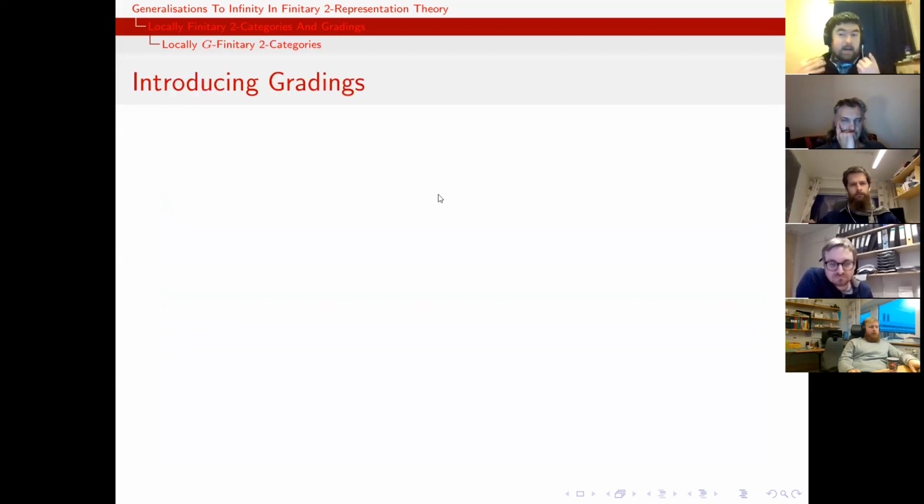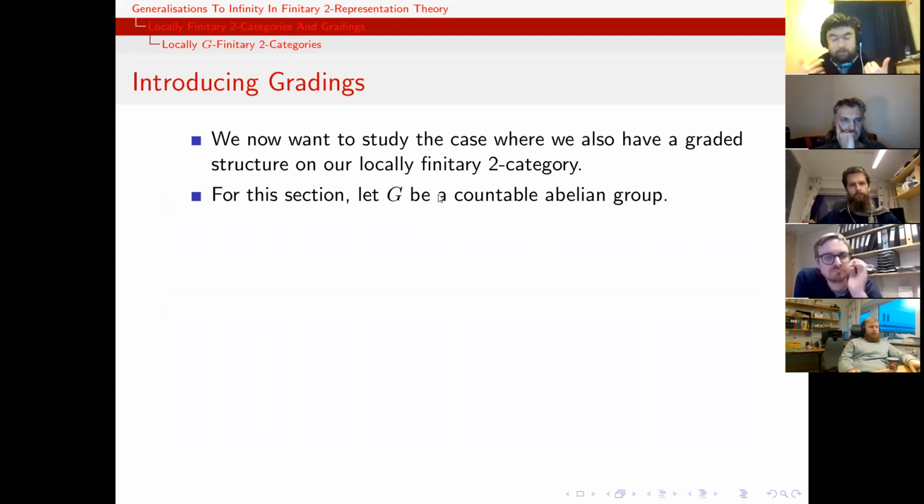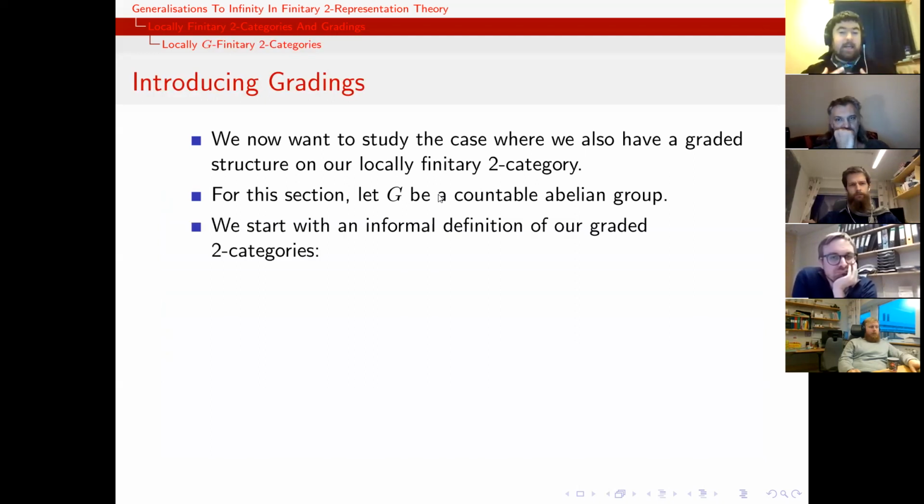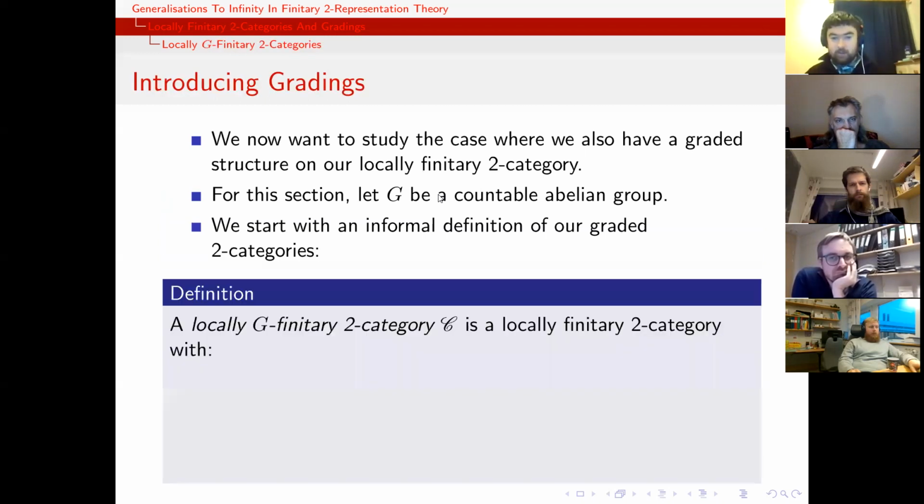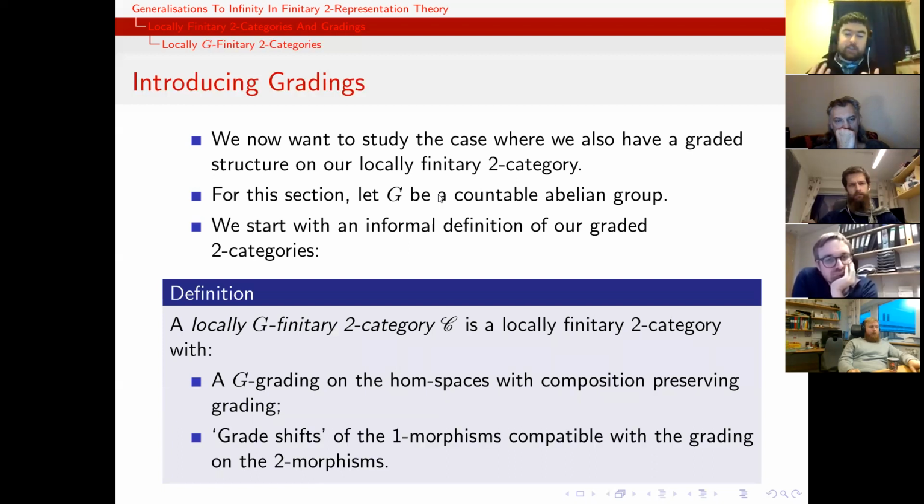But in this setting, I also have looked at this idea of adding gradings into the 2 category and seeing what we can say. So we add this extra graded structure. For this section, I will let G be a countable abelian group. And we'll start with an informal definition of this graded version. A locally G-finitary 2 category, which we'll call C, we'll start off with the base of a locally finitary 2 category, such that there is a G grading on the Hom spaces of 2 morphisms with composition preserving grading, both vertical and horizontal composition here. And then grade shifts of the 1 morphisms which are compatible with the grading on 2 morphisms.